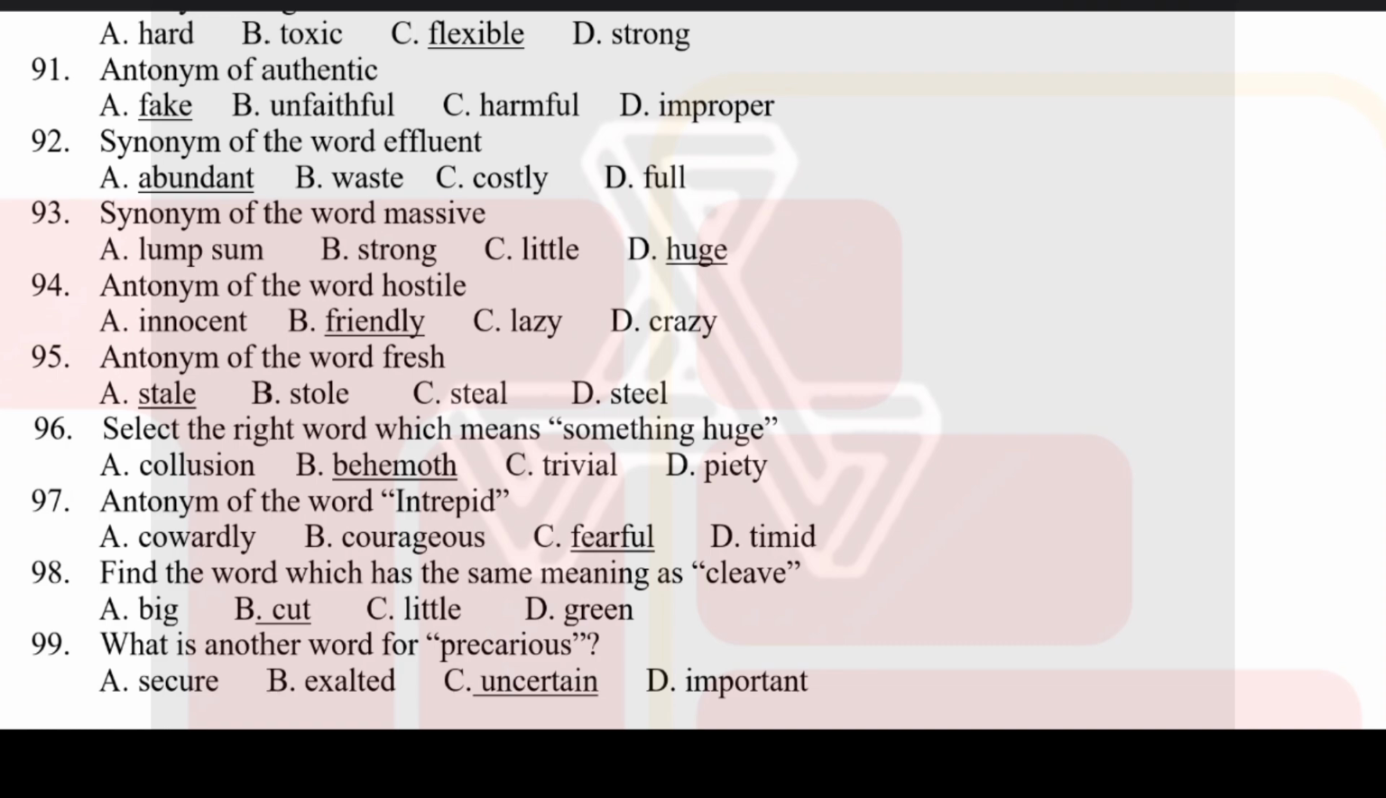Synonym of the word affluent: abundant. Synonym of the word massive: huge. Antonym of the word hostile: friendly. Antonym of the word fresh: stale.